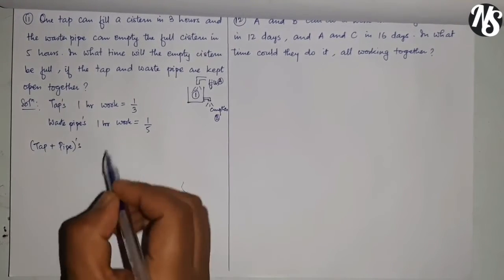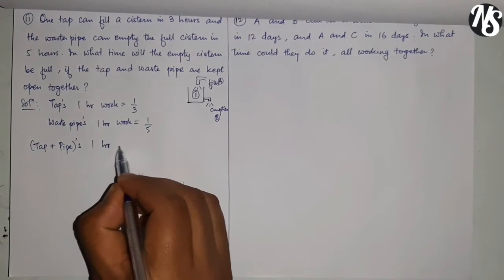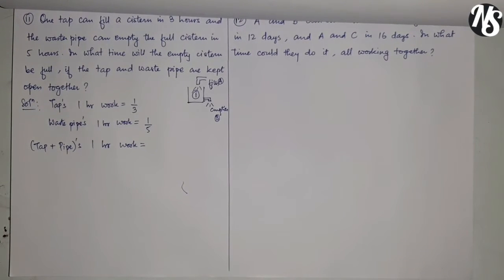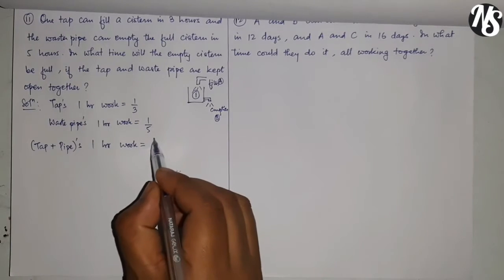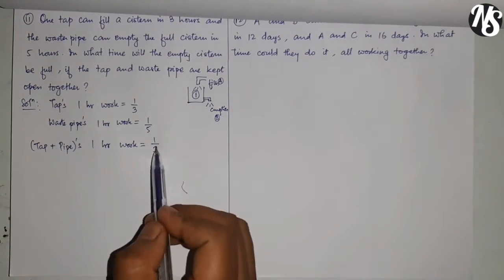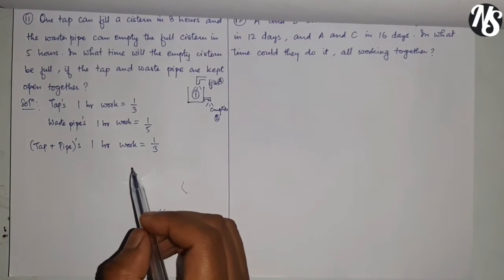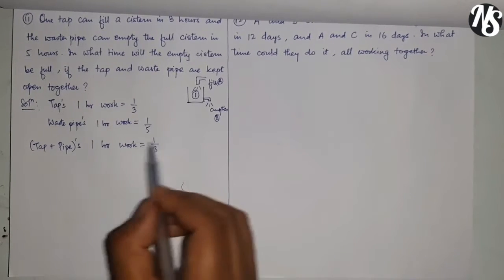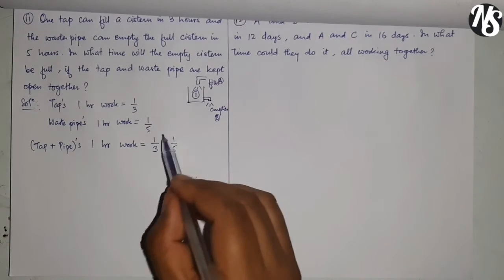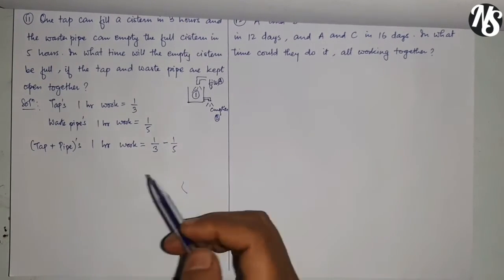Now if the tap and waste pipe are both operating together, let's see what their 1 hour work is. You know that the tap is filling, so you just write 1 by 3, and that is the tap's contribution. Here this waste pipe is wasting the water, isn't it? So instead of adding here, you have to subtract. That's the main thing that you need to remember. You have to subtract if the pipe is wasting the work.